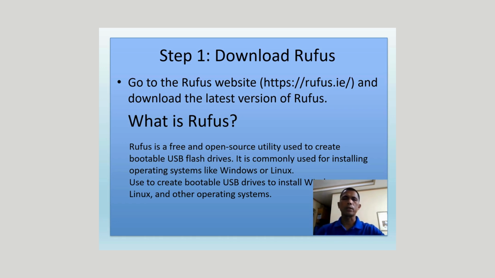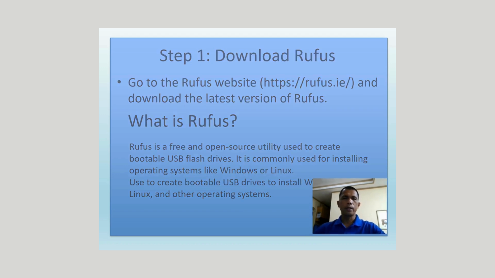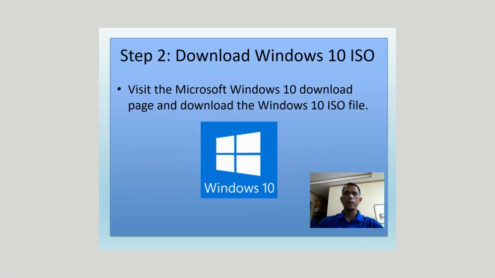It's very easy for us to create a Windows 10 installer if we have the application software Rufus. Rufus is free to download, so you can download it, and make sure you know the download folder, and then after that, you can install it. After installation, you will see the properties of Rufus. After downloading Rufus, the next step is to download the Windows 10 ISO.